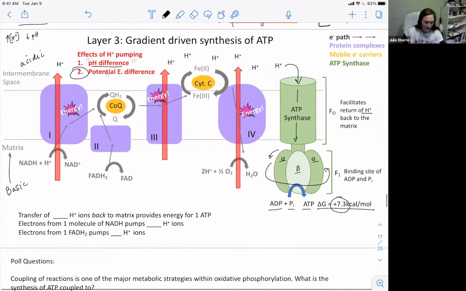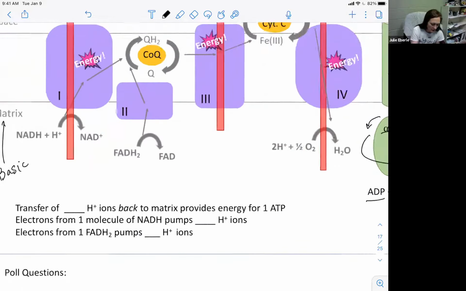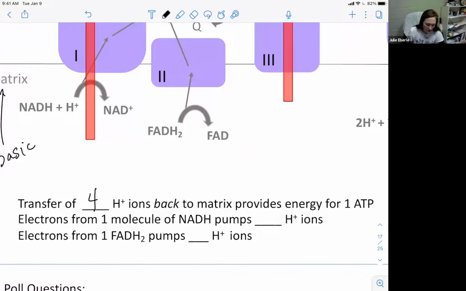So now let's talk about the net yield of ATP synthesis. How many hydrogen ions have to flow through ATP synthase to make 1 molecule of ATP? It's the transfer of 4 hydrogen ions back to the matrix that can make 1 molecule of ATP. And we start off with 1 NADH and 1 FADH2.